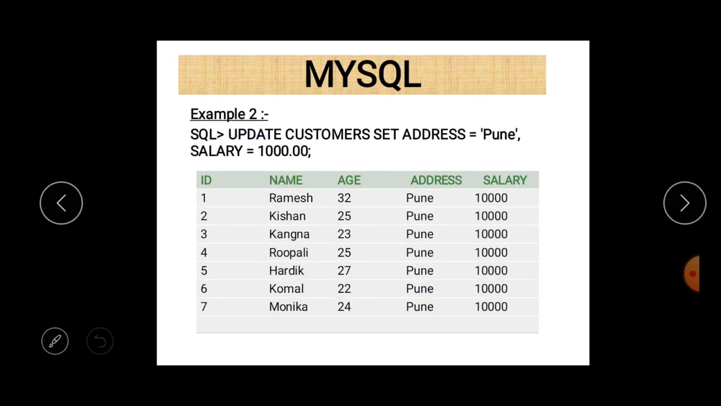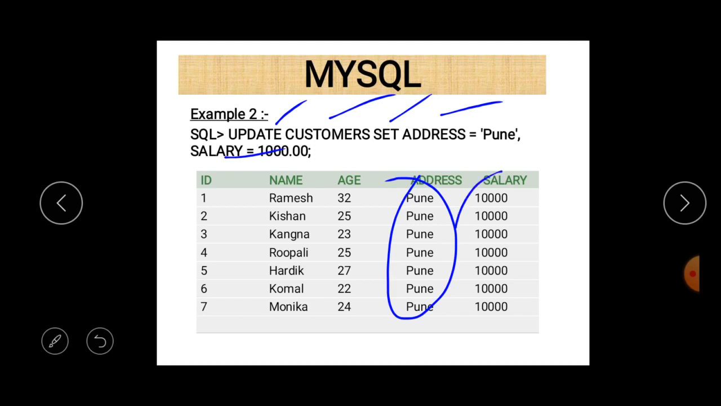Next, if you want to change two values, then it is also possible. In this question, example 2, you can easily see that we just write update customers set address is equal to Pune and salary is equal to 1000. So all addresses are converted to Pune and all salaries are converted to 1000, replaced with 1000.